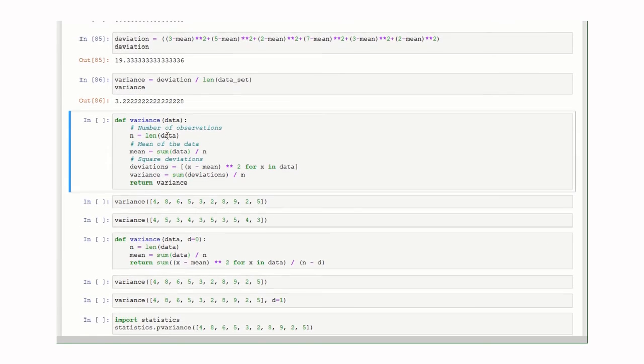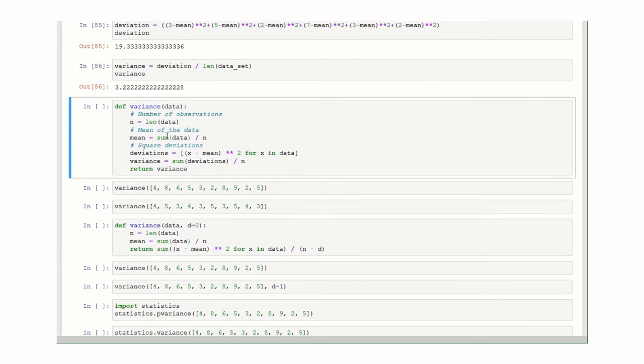Let's add this logic inside a function to calculate the variance. In the first step, we are taking the length of the dataset, in the second step, we are calculating the mean of the dataset, in the third step, we are calculating the deviation of the dataset, and in the fourth step, we are calculating the variance of the dataset.